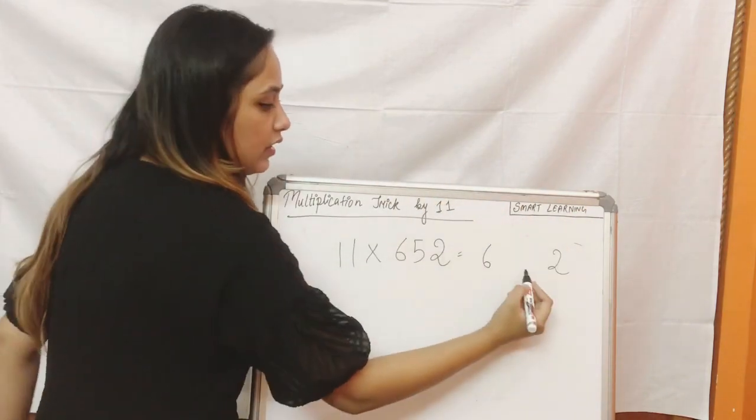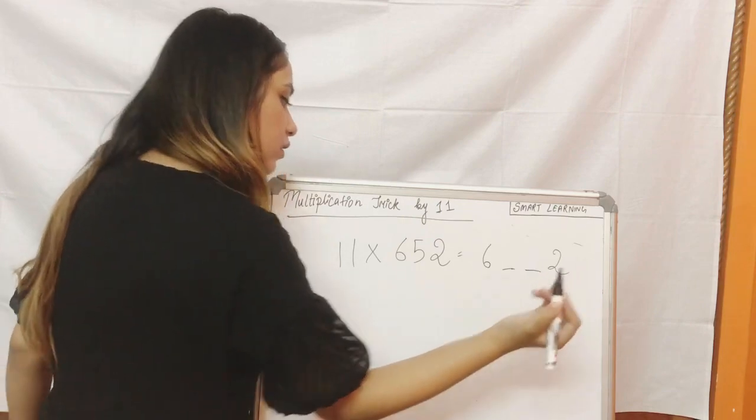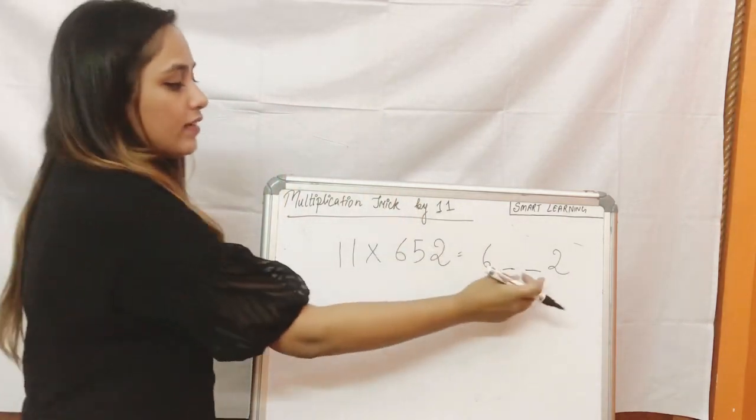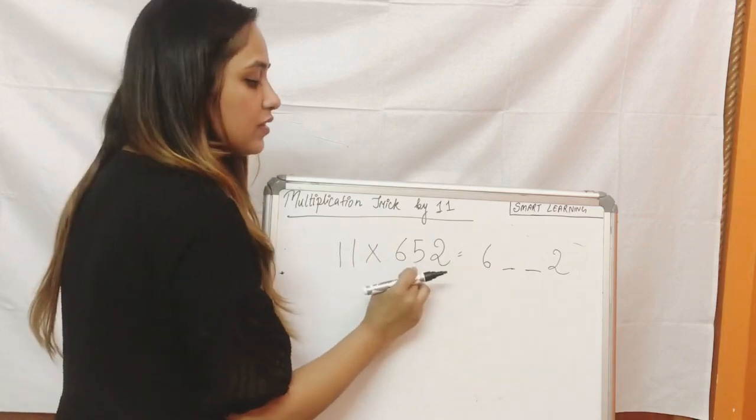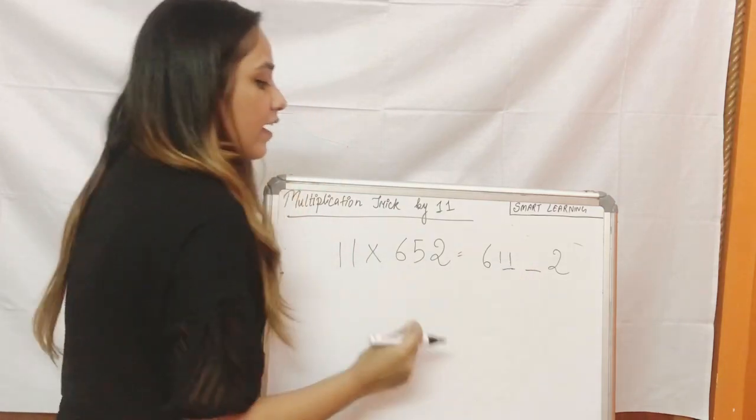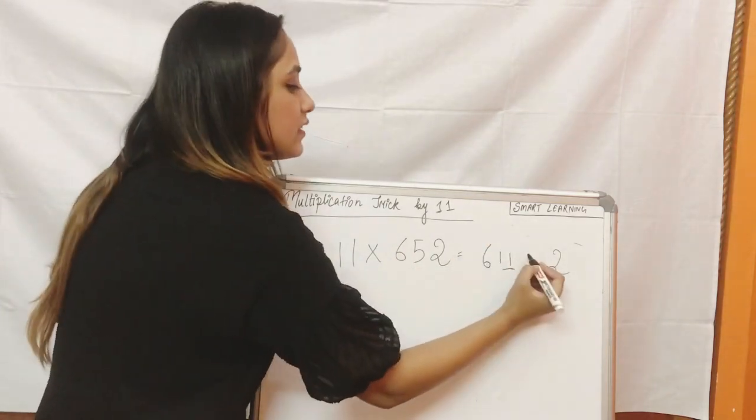We don't have to deal with it unless and until necessary. So now we need only 2-digit numbers. So first here we'll place this addition. 6 + 5 is 11 and 5 + 2 is 7.